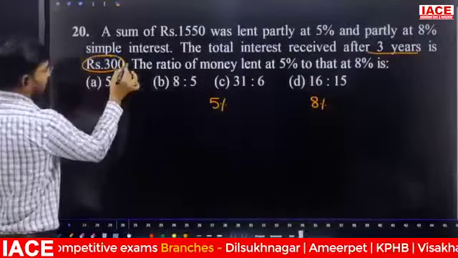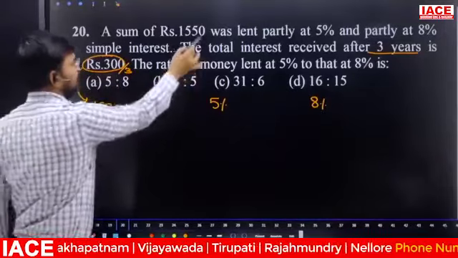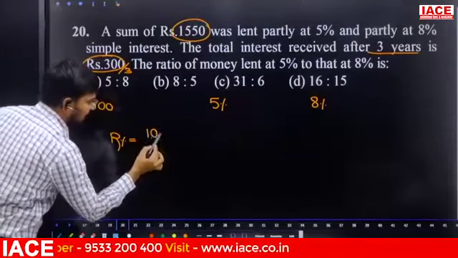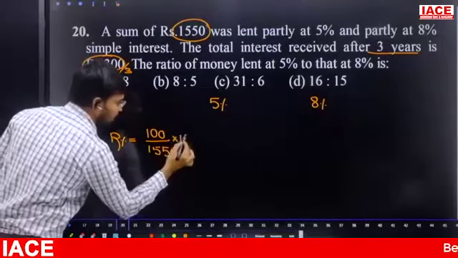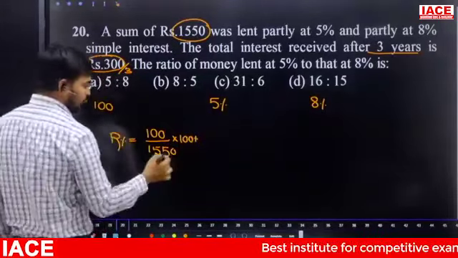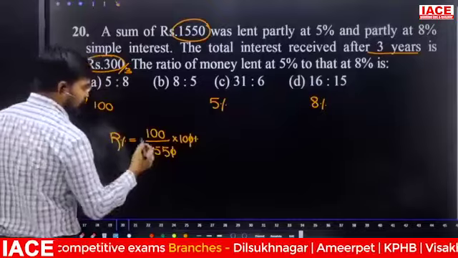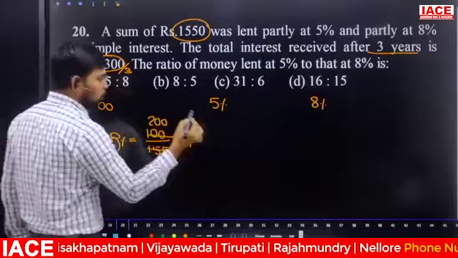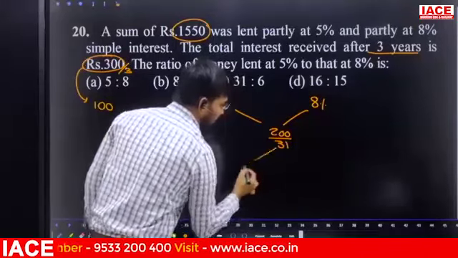Then 1 year interest is 300/3, that is 100 rupees. This 100 rupees is the interest on 1550. Therefore the overall rate of interest is 100 into 100 by 1550. If I cancel zeros, it is 1000/155. If we cancel with the 5 table, 5 31s are 155, so 5 200s are 1000. Overall rate of interest is 200/31.